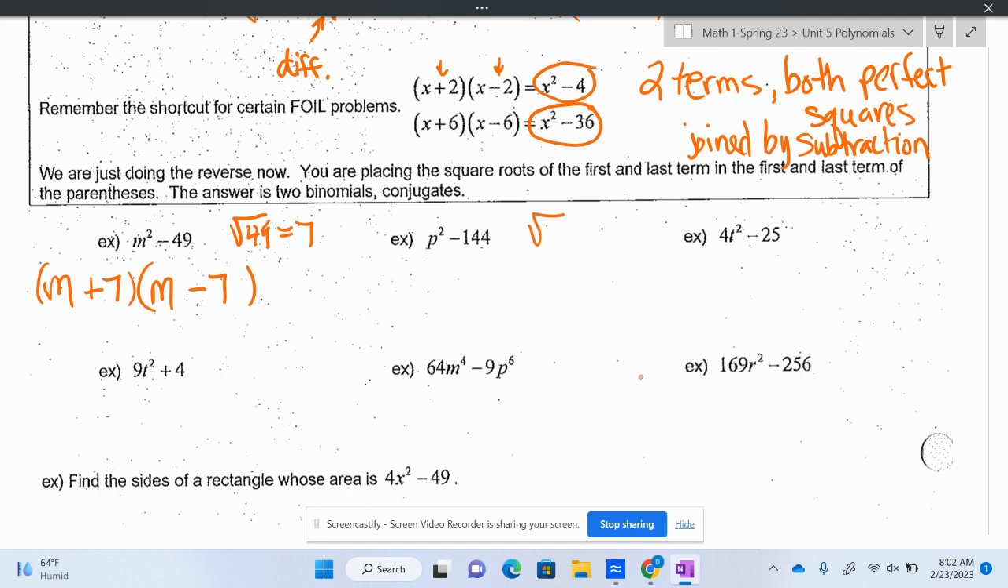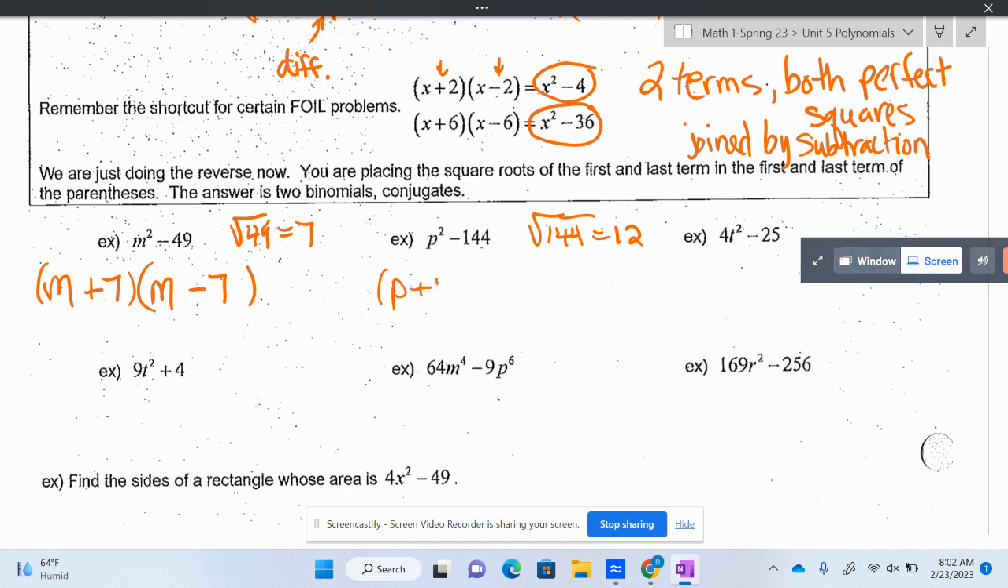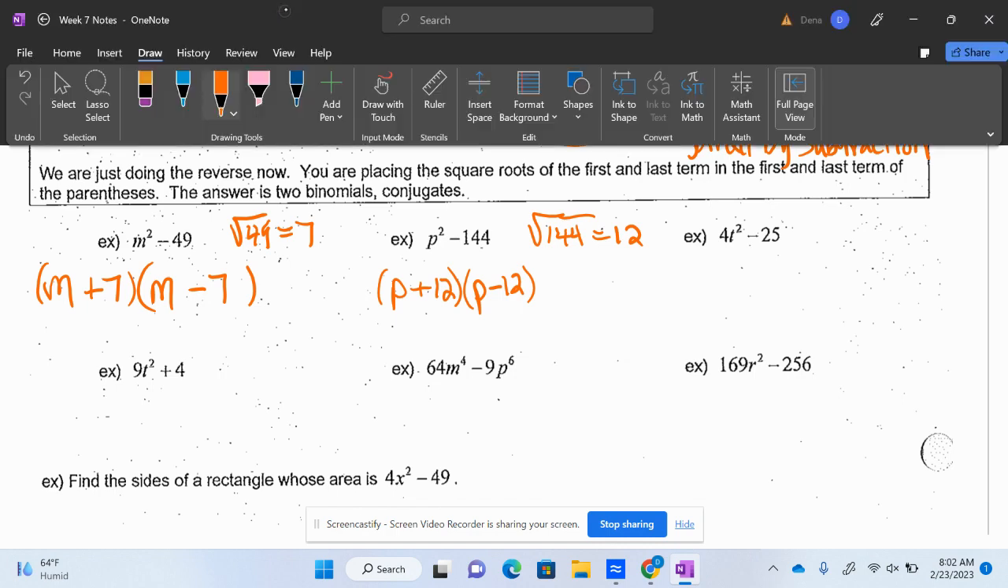The next one, the square root of 144 is what? Is 12. Yeah. So what's it going to look like when I factor it, Austin? P minus 12. Perfect. P plus 12, P minus 12. Okay. Let's look at the next one.